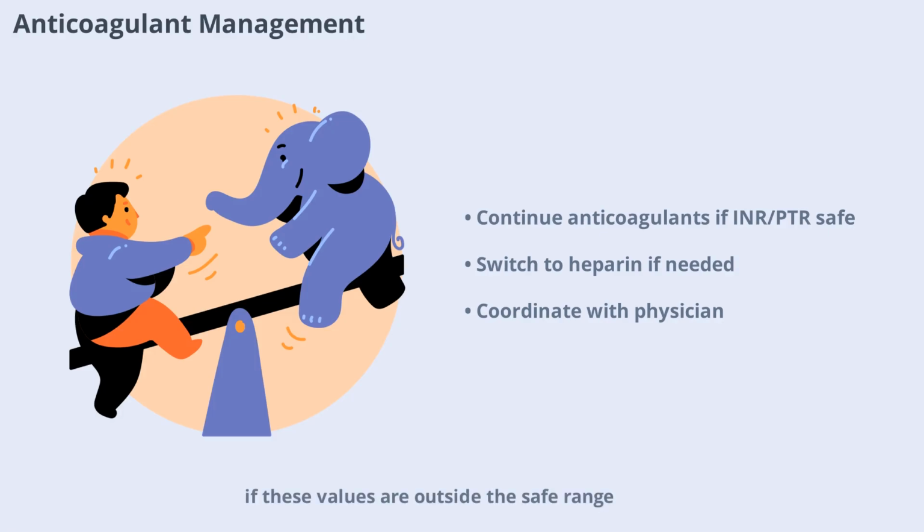However, if these values are outside the safe range, the patient may need to switch to intravenous anticoagulants, such as heparin, under medical supervision. Always coordinate with the patient's physician before making changes to anticoagulation therapy. Proper management ensures both bleeding and clotting risks are minimized during and after the procedure.